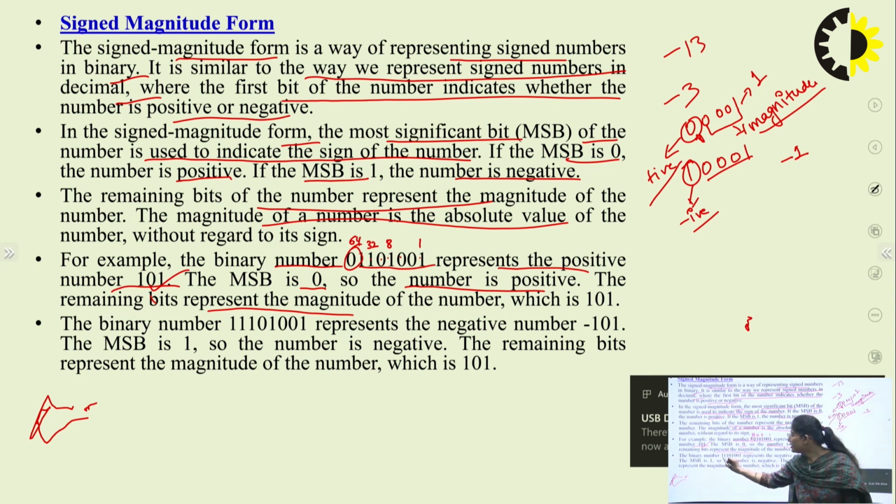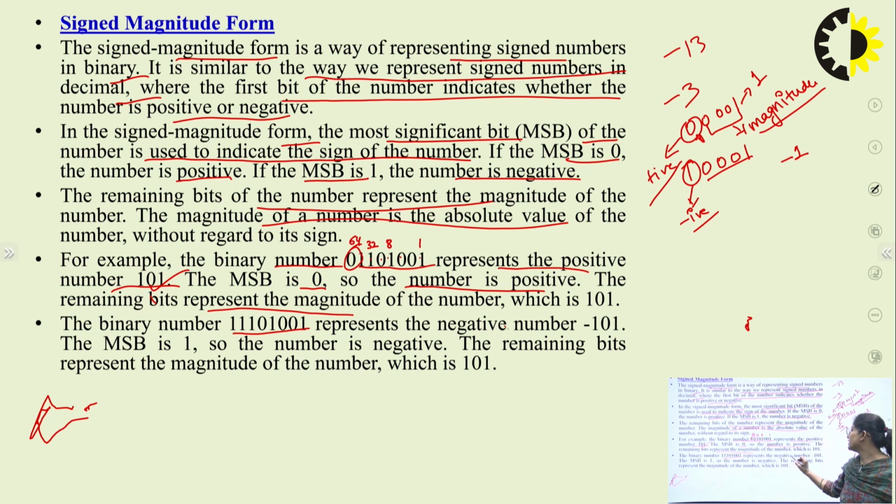The binary number 1110101 represents a negative number because the MSB bit here is 1. It is equal to minus 101 because the MSB is 1 and the number is negative. The remaining bits represent 101. So you can see there is a difference in representation. In the positive number, the magnitude is 1101001. In the negative number also, the magnitude is 1101001. But the only difference is the MSB bit, that is the sign bit. In negative, the MSB is 1 and in positive, the MSB is 0. That will represent the sign.